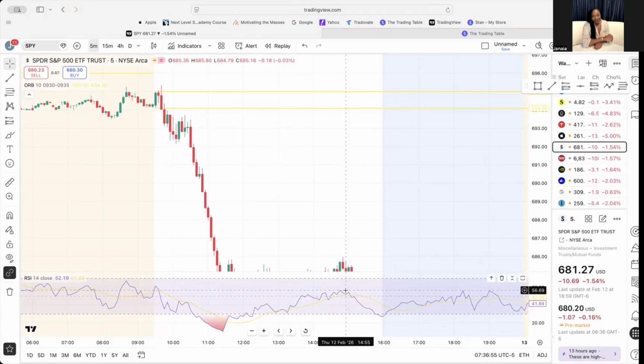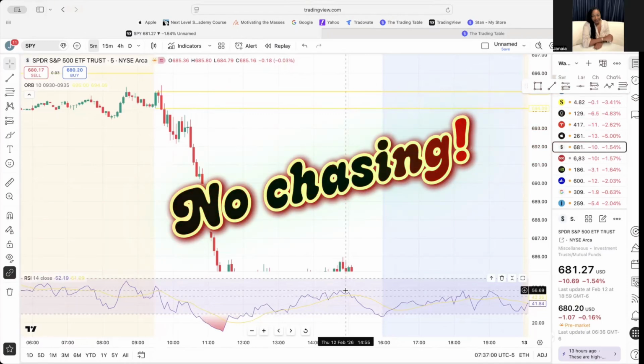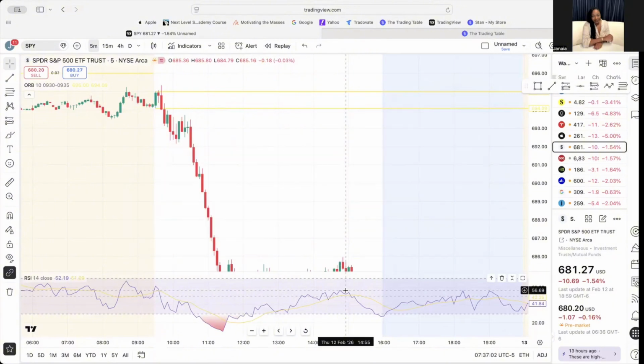So why do I use RSI? RSI helps me to avoid chasing trades when price is overbought or oversold. So if it's too expensive or if it's too cheap. So it's not a signal by itself, but it does give some context.